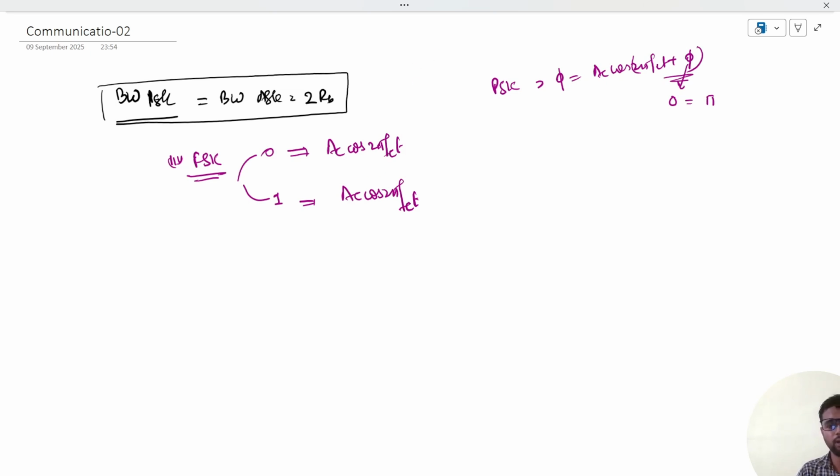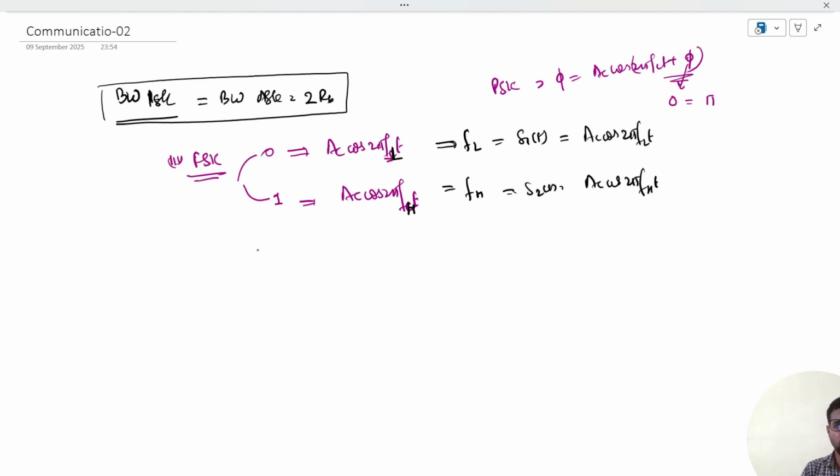In FSK, we are dealing with frequency. So 0 can be represented with some lower frequency and 1 can be represented with a higher frequency. So here we will be using two frequencies. One is the lower frequency and one is the higher frequency. Okay. So let this be S1(t), signal S1(t). So S1(t) can be given as Ac cos(2 pi fL t), and signal S2(t) can be given as Ac cos(2 pi fH t).